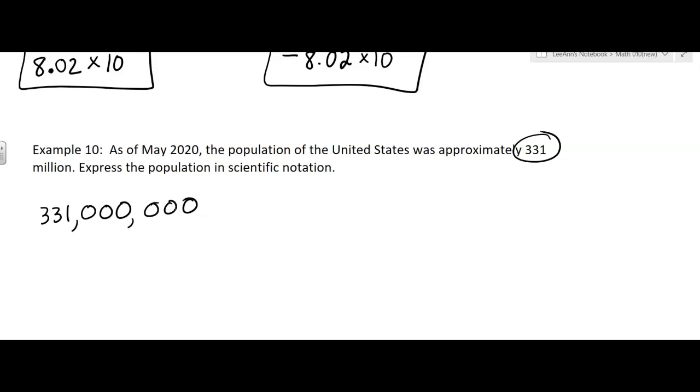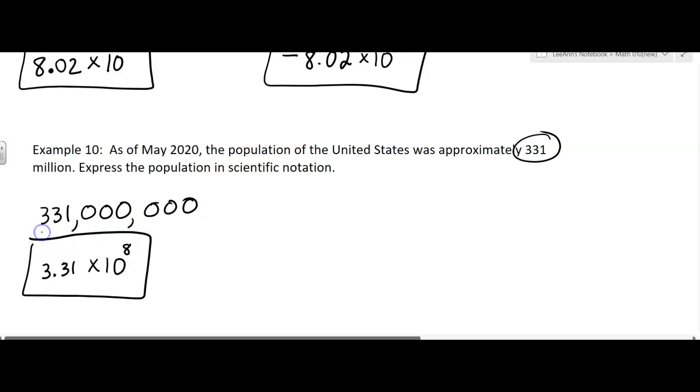So it has to do with place value. Now we want to write this in scientific notation. So it's going to be 3.31 times 10 to the, 6, 7, 8. 8 decimal places. 1, 2, 3, 4, 5, 6, 7, 8. Okay? You can only have one significant digit before the decimal. It's got to be between 1 and 10.